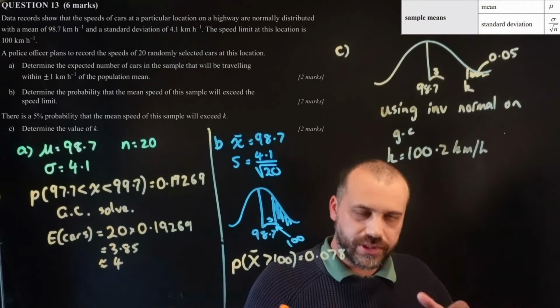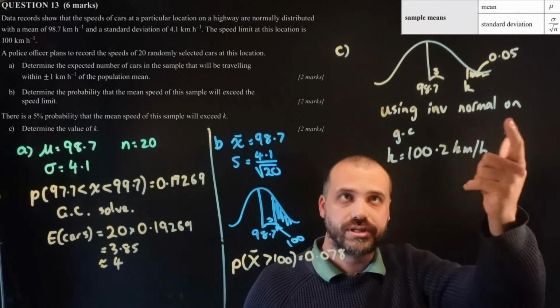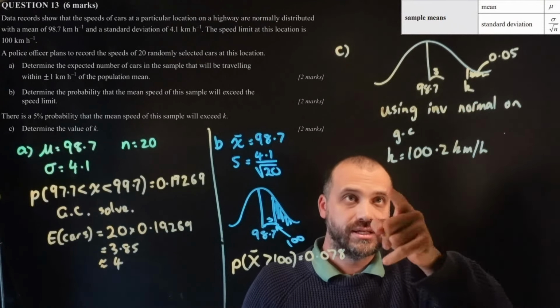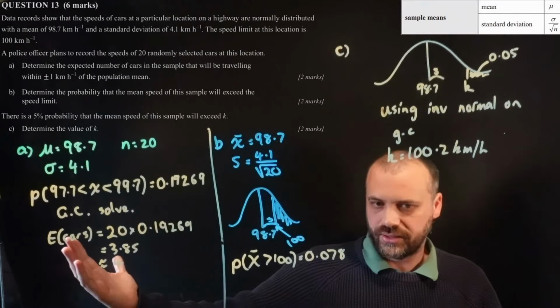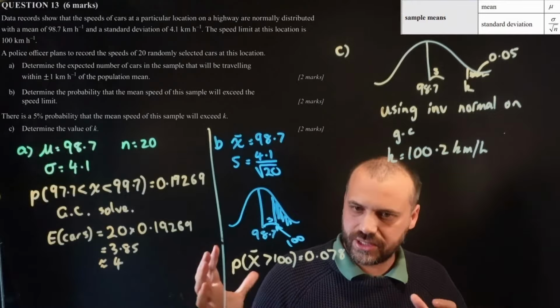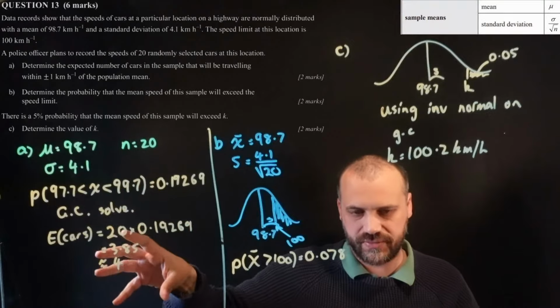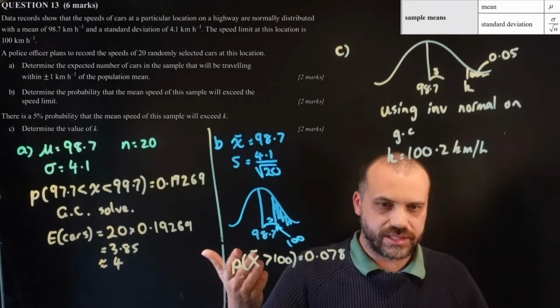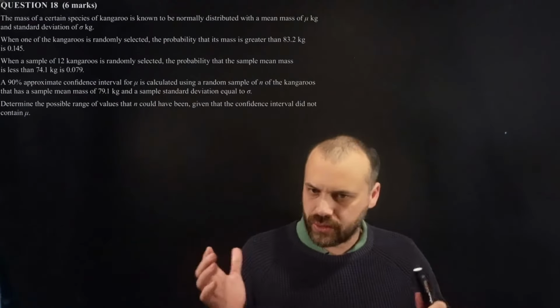hour. Now you want to get used to drawing this picture so you can represent everything, and then you can just write, using the inverse normal on the graphics calculator, k is equal to 100.2 kilometers per hour. That's nice and straightforward. Like I said, the QCAA is going to look for ways to make sure that you as a specialist student can differentiate between dealing with population means and standard deviations and dealing with sample means and standard deviations. So a wonderful question here.